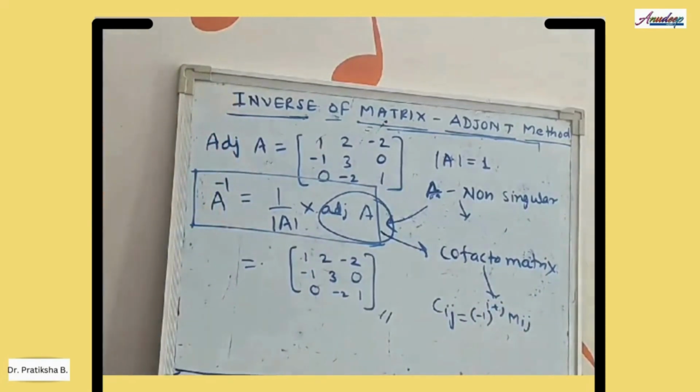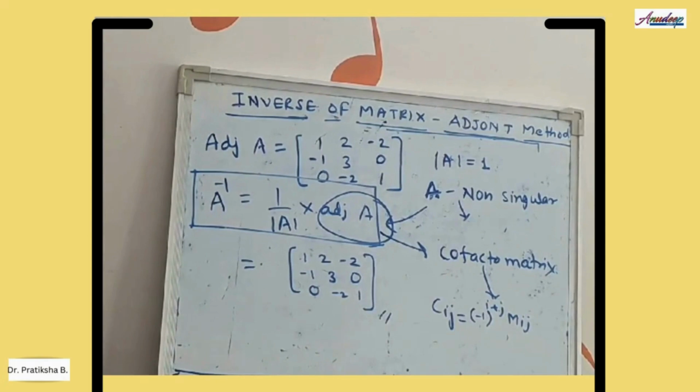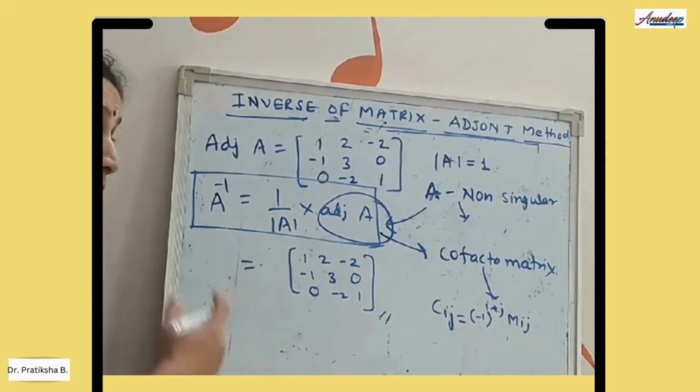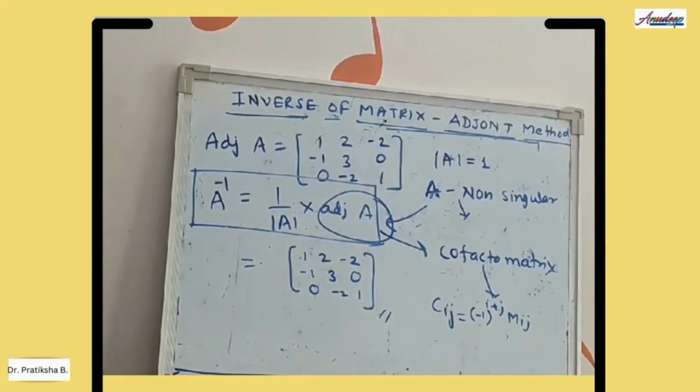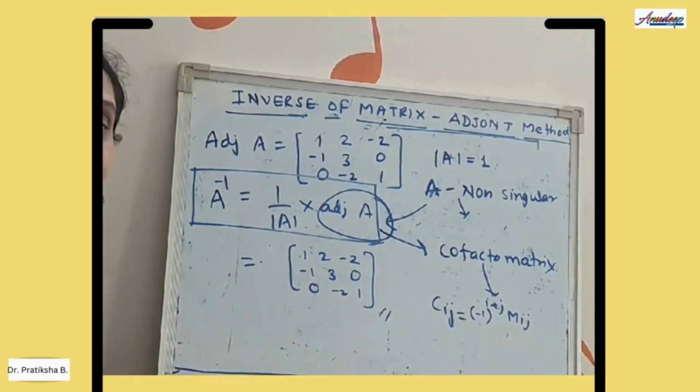So these are very simple steps, but in the board exam, you will surely get a problem, maybe on the adjoint method or by using the row or column transformation method to calculate the inverse of a matrix. So do prepare this topic well.